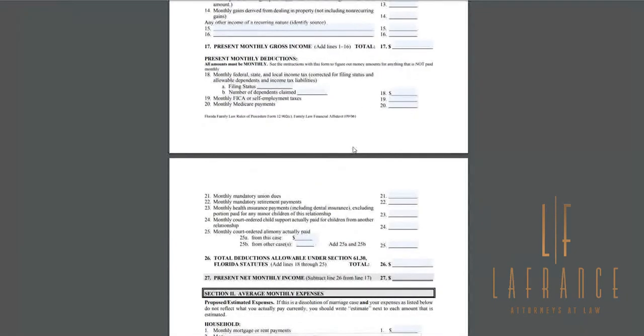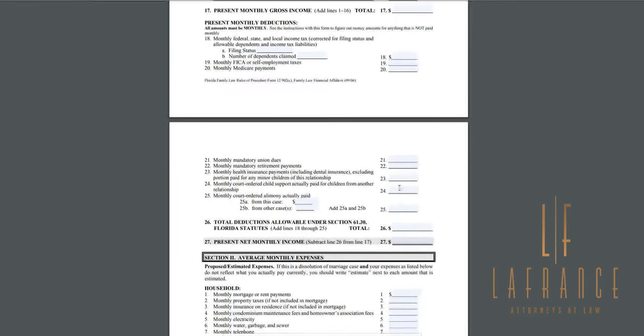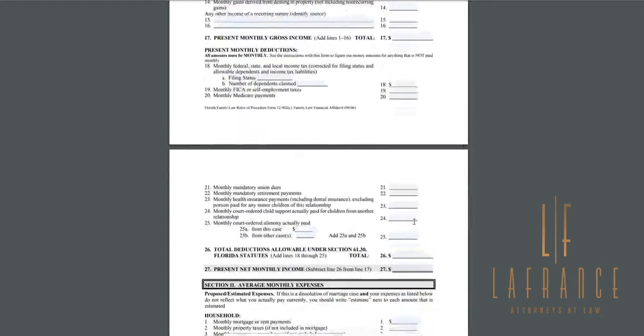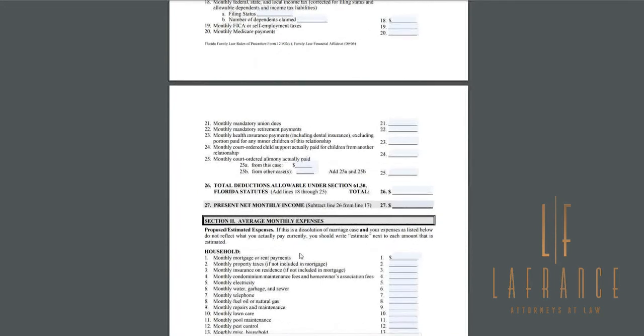Moving forward, this you can take right from your pay stub: your filing status, deductions claimed, what your FICA is, and you're just going to enter all those numbers here that correspond. And then you're going to take the present monthly net income, and you're going to get that number here where you take the total deductions, subtract all of that from your gross, and then put your monthly net here.